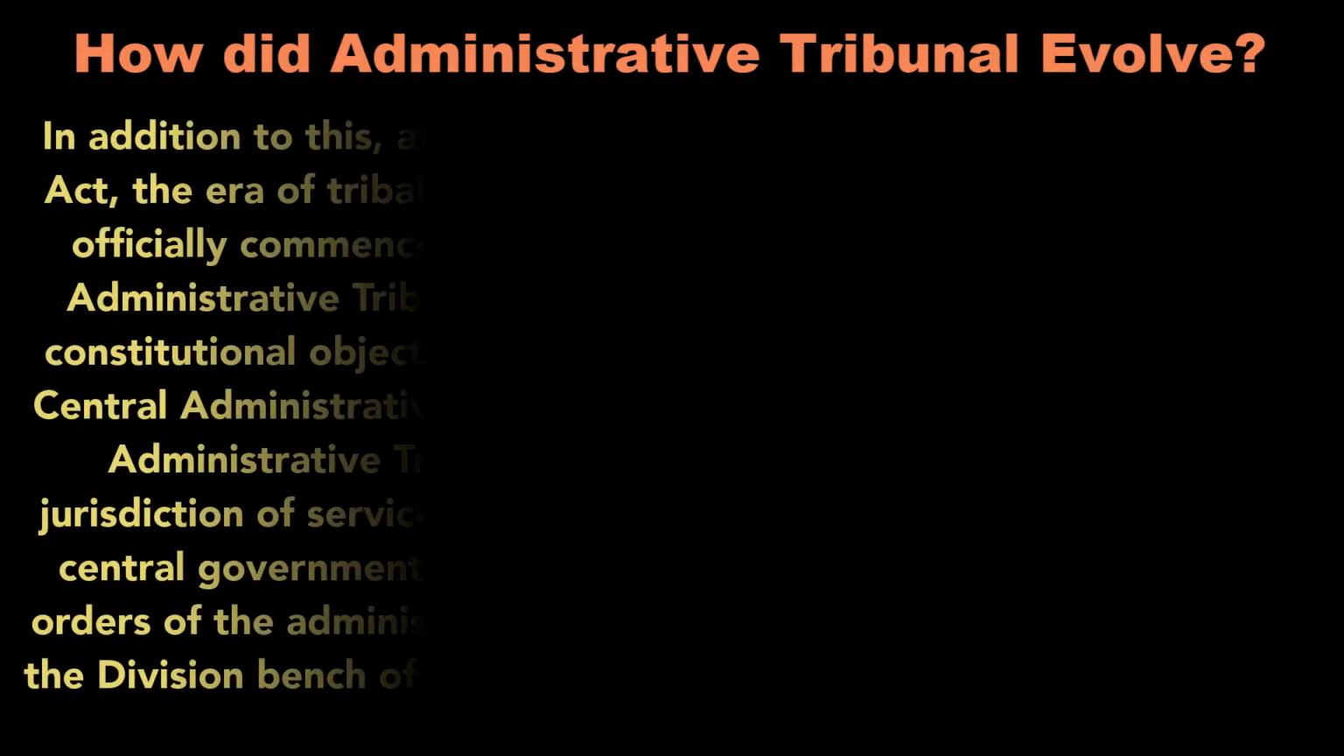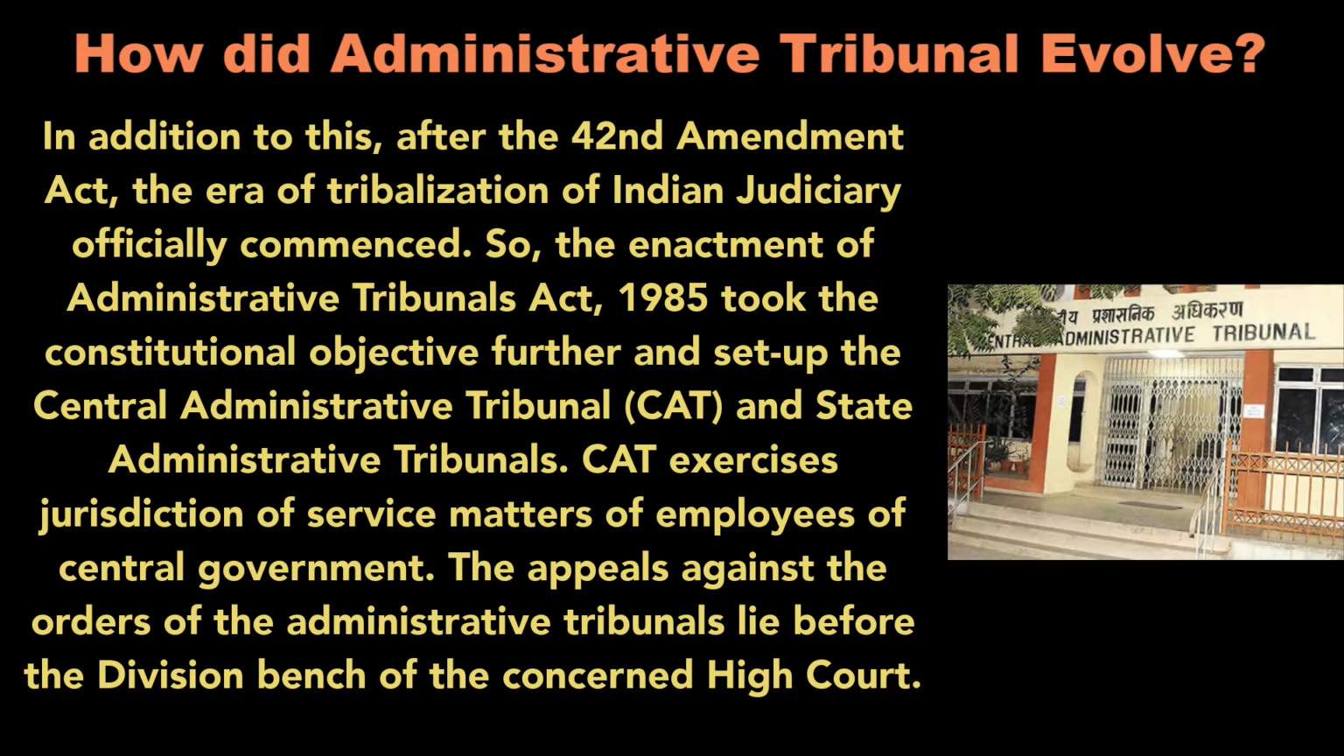Okay. In addition to this, after the 42nd Amendment Act, the era of tribunalization of the Indian judiciary officially commenced. So you will find a number of tribunals being set up for specialized subject matters. The enactment of the Administrative Tribunals Act 1985 took the constitutional objective further and set up the Central Administrative Tribunal, in short CAT, and State Administrative Tribunals.